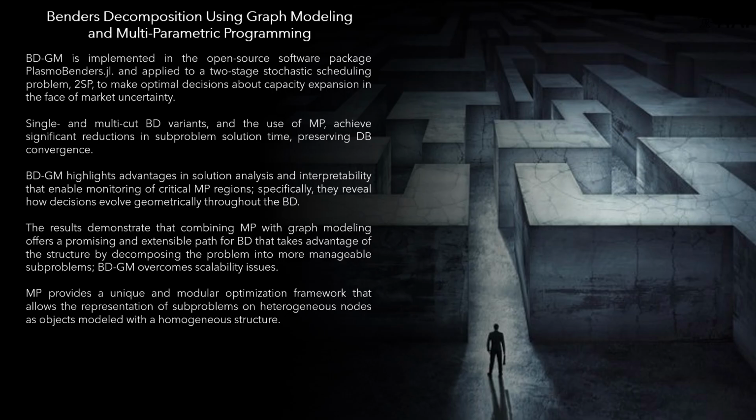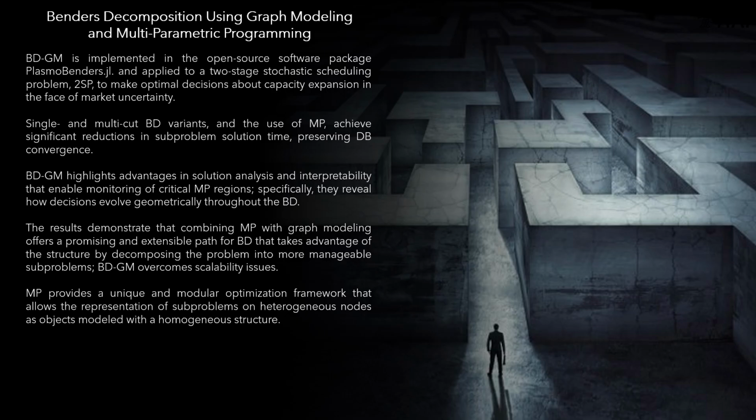BDGM highlights advantages in solution analysis and interpretability that allow the monitoring of critical MP regions. Specifically, it shows that they reveal how decisions evolve geometrically throughout the BD. The results demonstrate that combining surrogate modeling with graph modeling offers a promising and extensible foundation for BD that leverages structure. By breaking down the problem into more manageable subproblems, BDGM overcomes scalability issues. Finally, the use of MP surrogates provides a unique and modular optimization framework that allows the representation of heterogeneous node subproblems as objects modeled with a homogeneous structure.